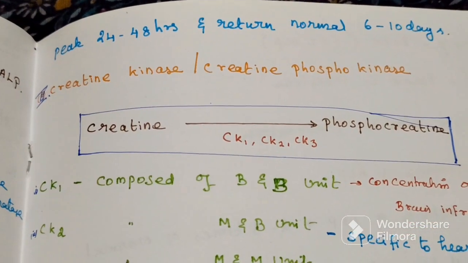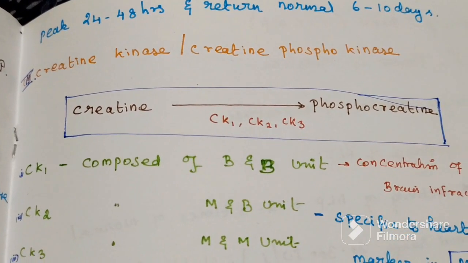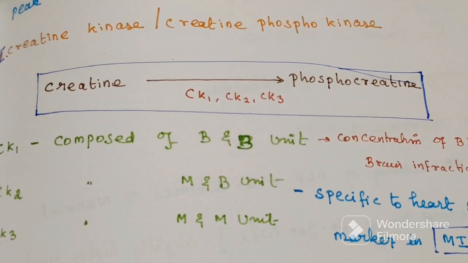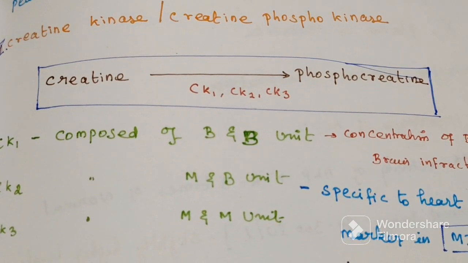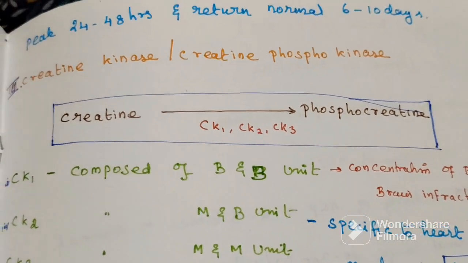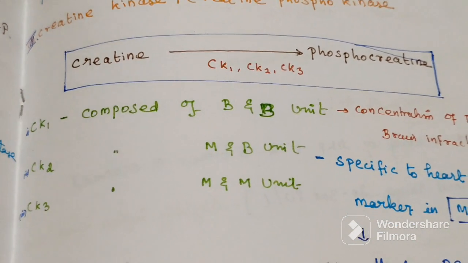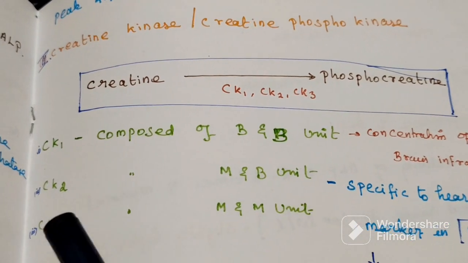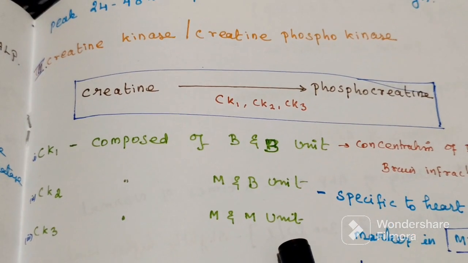Now coming to the isoenzymes of creatine kinase, or creatine phosphokinase. Creatine is converted into phosphocreatine with the help of CK1, CK2 and CK3. These are the three isoenzymes. They are dimers composed of M and B units. CK1 is composed of BB units, CK2 of MB units, and CK3 of MM units.